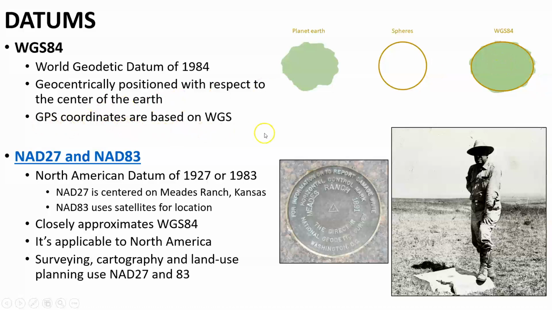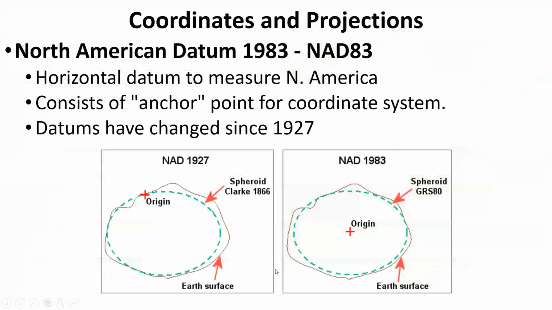And GPS coordinates that we use today are based on WGS84, which again is a global datum and it's an approximation. So it's going to fit generally, but if you want more accuracy, then you would use a local datum. Let's look briefly at the NAD27 and NAD83.